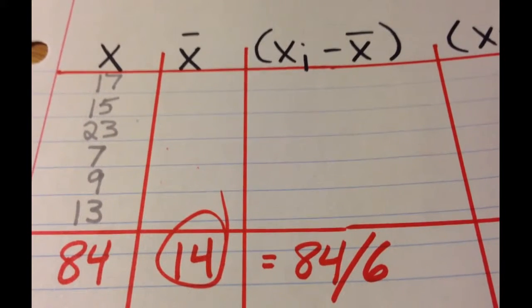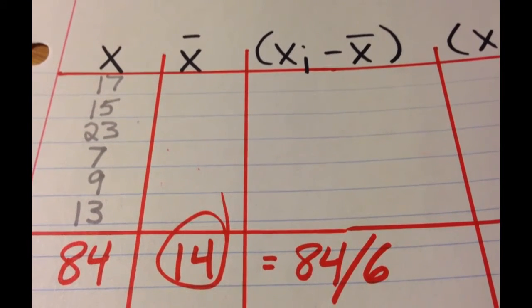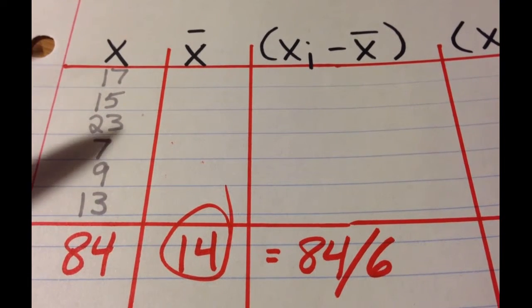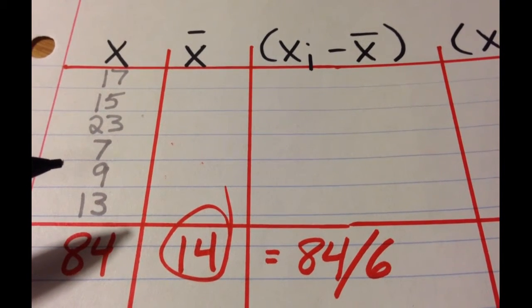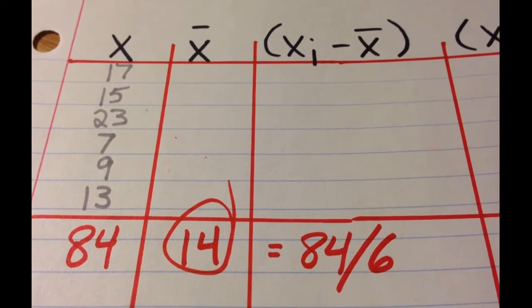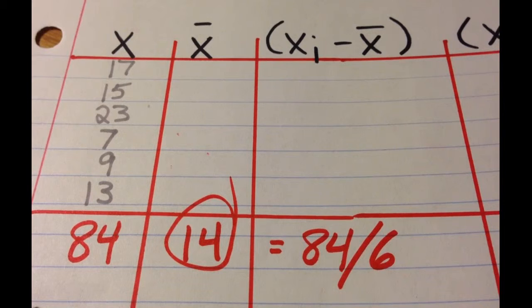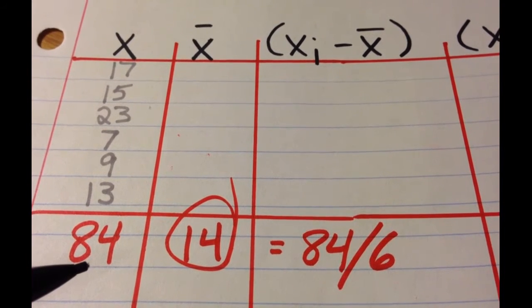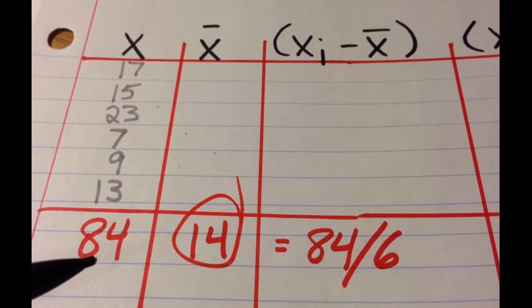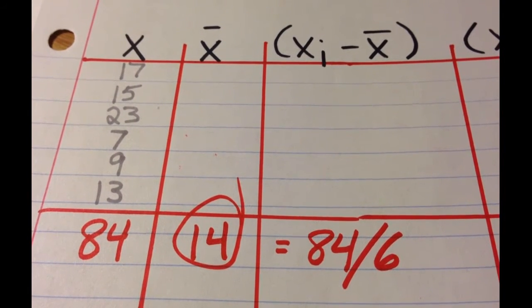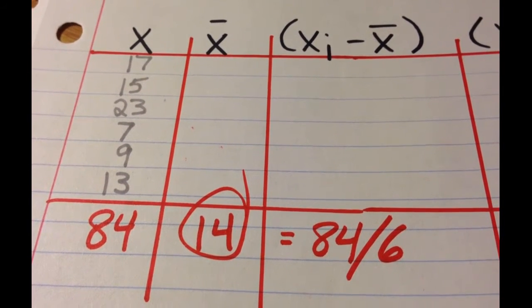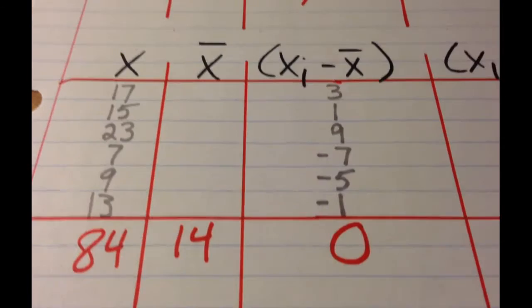Now you're going to want to calculate the mean of the terms. To find the mean of any set of terms, simply add up the terms and divide the result by the number of terms. In this case, you already know that the sum of the terms is 84. Since there are 6 terms, just divide 84 by 6 to find the mean. 84 divided by 6 is 14. Write 14 all the way down the column for the mean.